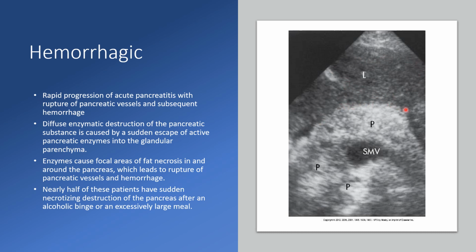We got the pancreas here. Everything with a P is pancreas. This is that superior mesenteric vein. Okay. And what you're seeing, notice this bright area of the pancreas right here. This is pancreatitis with hemorrhage. Okay.